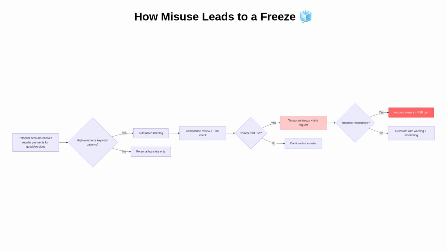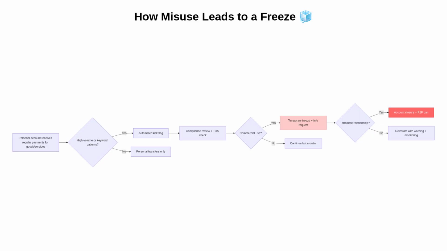Now let us examine the terms of service that govern this. This flowchart shows the escalation path. First, a personal account begins receiving regular payments for goods or services. Next, automated systems detect high-volume patterns or commercial keywords. Then, a risk flag triggers a compliance review where terms of service are checked. If the reviewer determines the activity is commercial, a temporary freeze and information request is issued. Afterward, the institution decides whether to terminate the relationship or reinstate the account with a warning and heightened monitoring. If the activity was not commercial, the account typically returns to normal with continued monitoring.